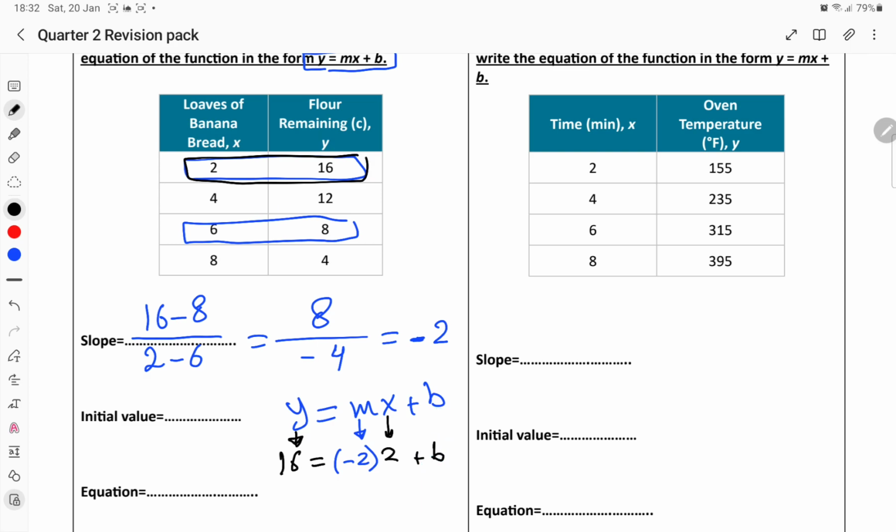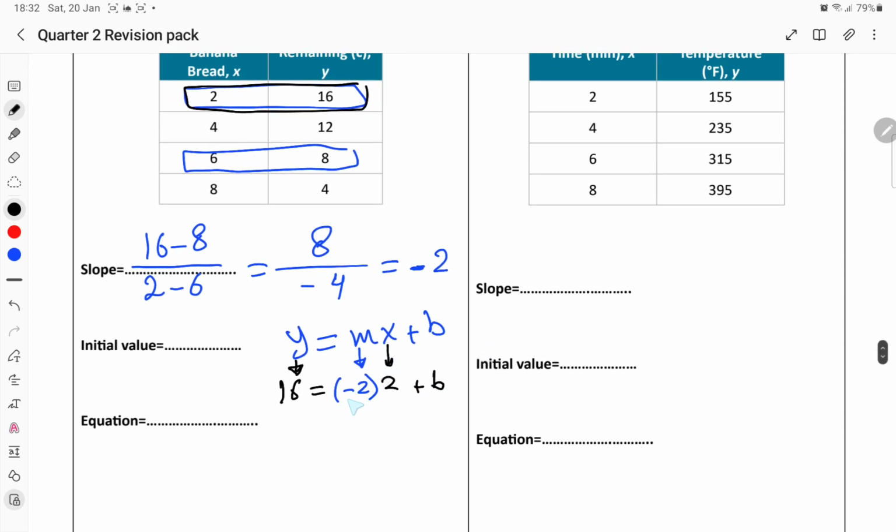Plus, what do you still have? b. Multiply 2 times negative 2, so it is negative 4. Negative 2 times 2, negative 4. And you still have the 16 plus b. If you want to get the value for b, solve for it.